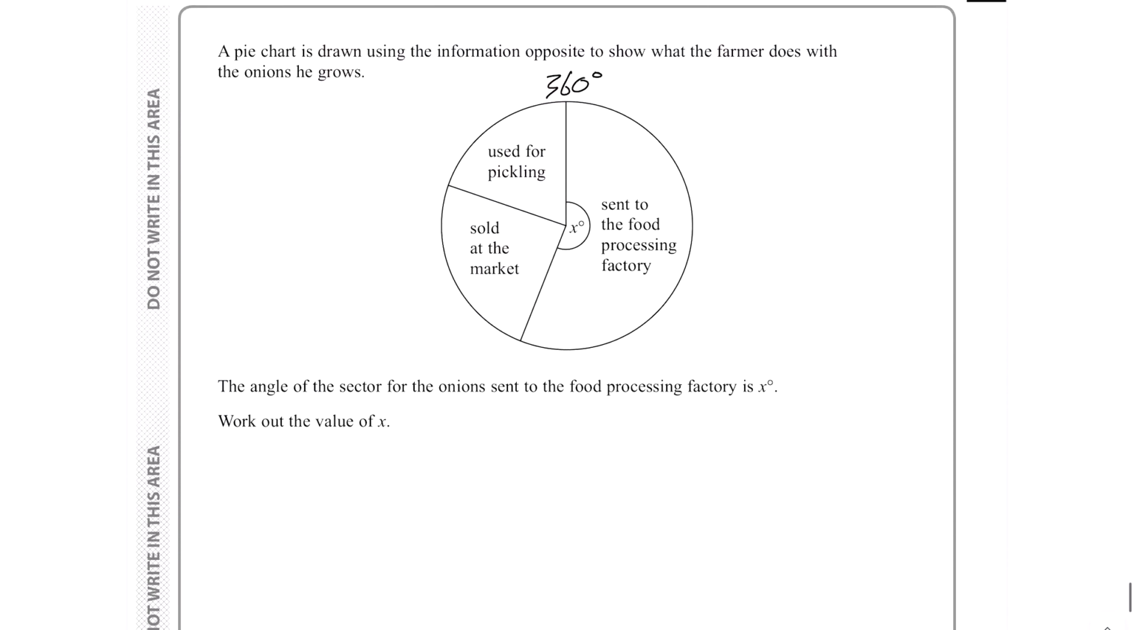If I now scroll down, to work out the angle, we're going to do 420, which is sent, and divide that by the total, which is 420 plus 180 plus 120, and we're going to times that by the angle of 360, and that gives us a value of 210 degrees.